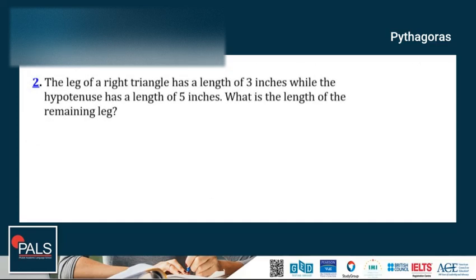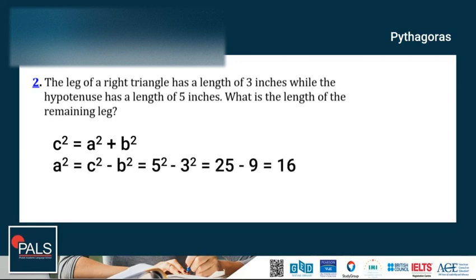Number 2. The leg of a triangle has a length of 3 inches, while the hypotenuse has a length of 5 inches. What is the length of the remaining leg? So we are looking for the measure of the remaining leg. We have one leg given and the hypotenuse. Using the Pythagorean theorem formula, c squared is equal to a squared plus b squared. Since we are looking for one of the legs, we can rearrange the formula into a squared is equal to c squared minus b squared. Then plugging in the given values, we get 5 squared minus 3 squared, which is 25 minus 9, equal to 16. And the square root of 16 is 4. So the measure of the remaining leg of the right triangle is 4.